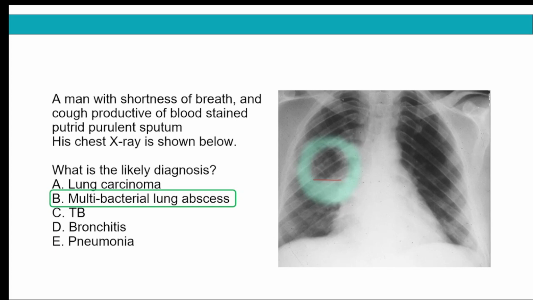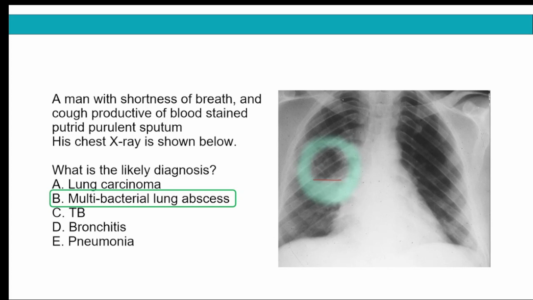And this green overlay that you are seeing here is the wall of the cavity, and the red straight line here is the air fluid level that was demonstrated. So this is a thick wall cavity located in the right perihilar region with an air fluid level, and together with the symptoms and the characteristics of the patient's sputum, the answer is multibacterial lung abscess.